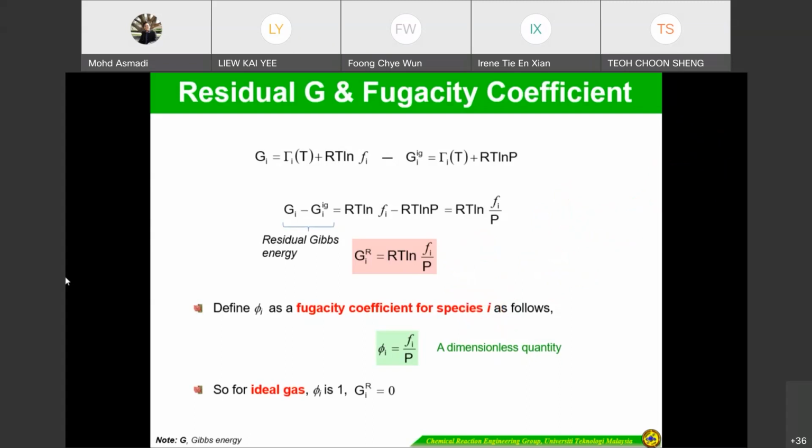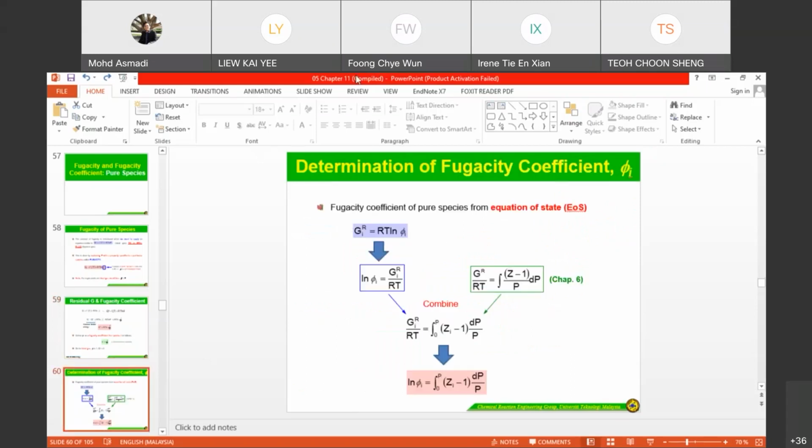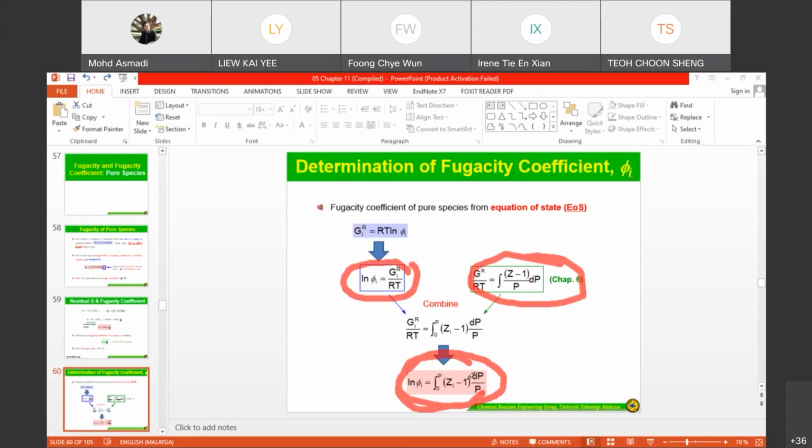if you still remember that equation, and you rearrange, you can get this expression from chapter 6, also in terms of residual Gibbs energy. So we can get this equation. One of the methods to determine it is by using a graphical method, but this is a tedious method, a tedious step to determine the fugacity coefficient.